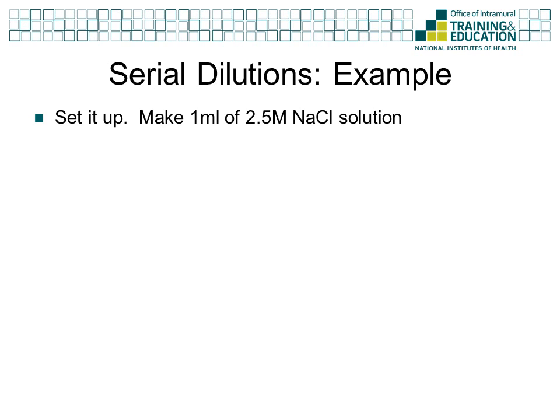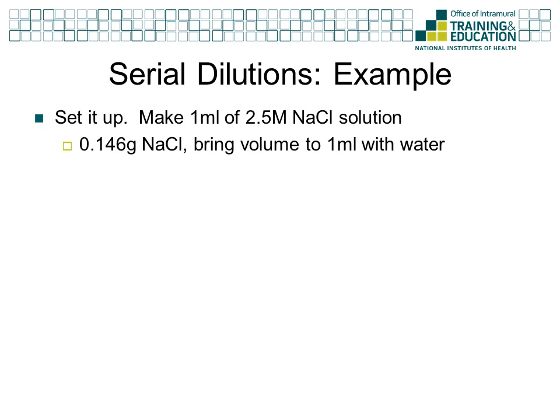Okay, now it is time to set it all up and work through the serial dilution step by step. We have already done the first step, which is to plan it out. The next step is to set it up. First, make up your solution with your starting concentration. In this example, we need to make up 1 milliliter of 2.5 molar NaCl. Last slide, we determined that we need 0.146 grams NaCl. So weigh it out and place it in a tube and bring the volume to 1 milliliter with water.